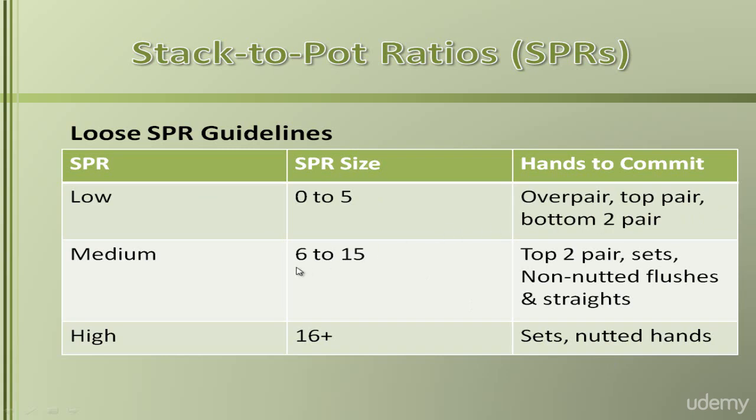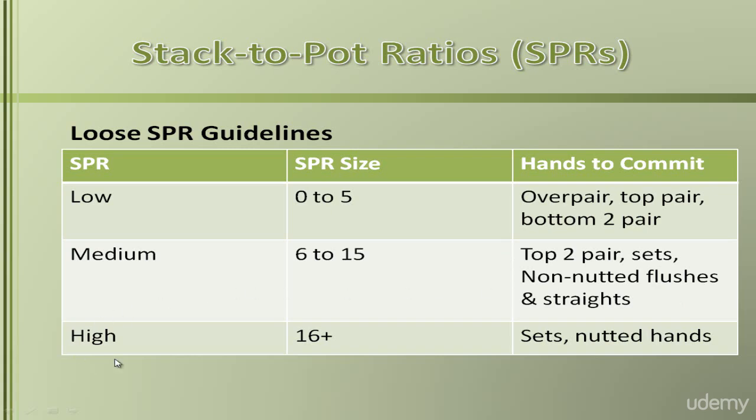Somebody that has a low SPR is more likely to commit with a hand such as a single overpair, a top pair, or a bottom two pair type of hand. Somebody with a medium SPR from 6 to 15 is only going to commit with stronger hands such as top two pair, sets, non-nutted flushes such as a queen high flush or a 10 high flush, and straights that are non-nutted. So maybe the second or third best straight, or maybe the fourth best straight.